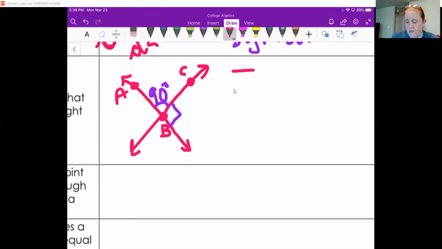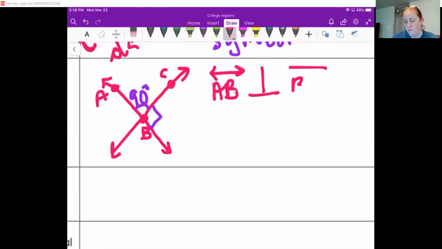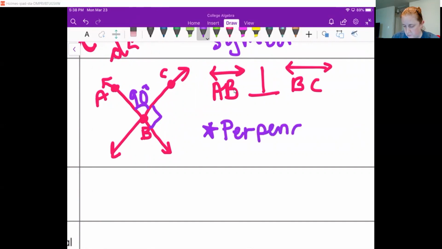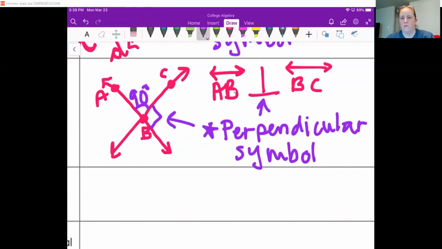So right now I have line AB is perpendicular to, so that symbol is an upside down capital T, and then our other line, BC. Again, those 2 letters could be switched. It could be BA and CB. That's still fine. But we have our perpendicular symbols, either with the phrase or in a picture. Okay, that is our perpendicular.